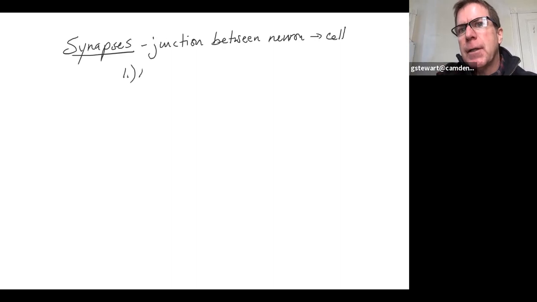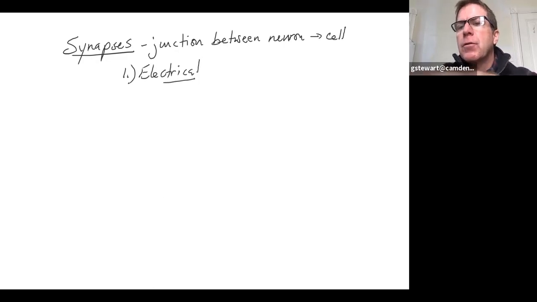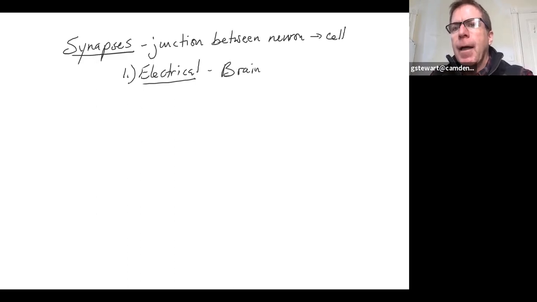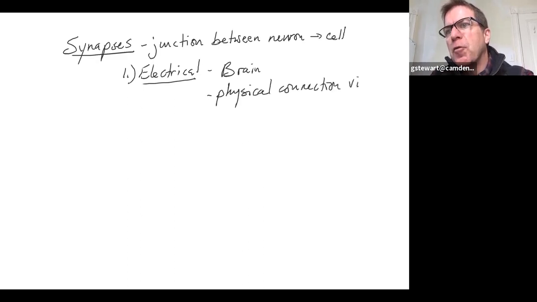There are electrical synapses, which we have not talked about yet, so this is new. Electrical synapses typically occur in the central nervous system, particularly in the brain. So that's their location. And they have a physical connection via plasma membrane proteins called connexons. And this physical connection allows for the flow of electricity from cell to cell.